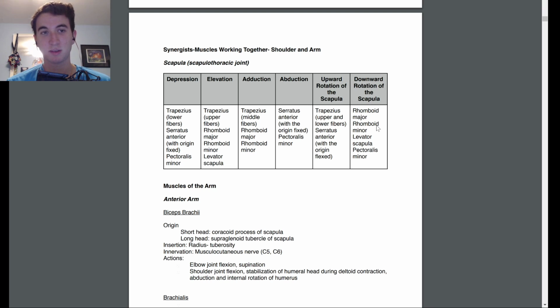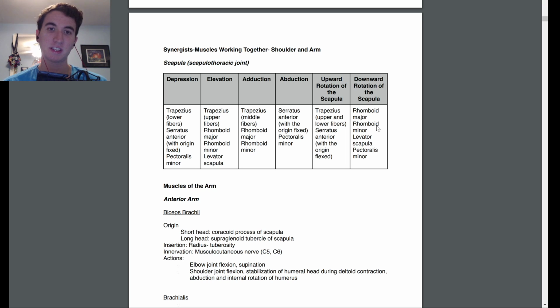The things that cause depression: the trapezius, the lower fibers, the serratus anterior with fixed origin, and the pec minor. Elevation: the traps, trapezius, upper fibers, the rhomboid major and rhomboid minor, and levator scap. Adduction is caused by the trapezius, the middle fibers, rhomboid major and minor. Abduction is caused by the serratus anterior with the fixed origin and the pec minor.